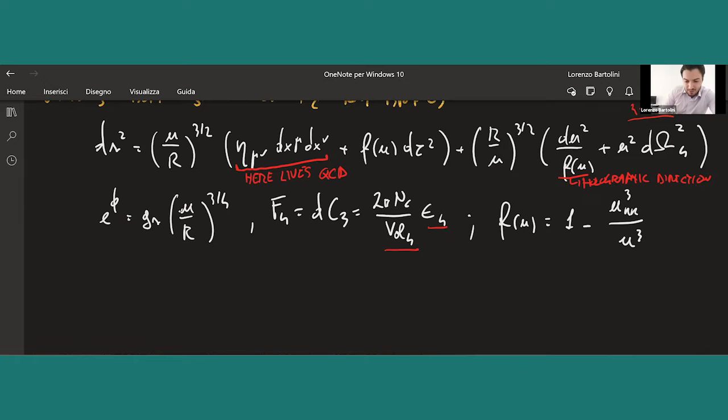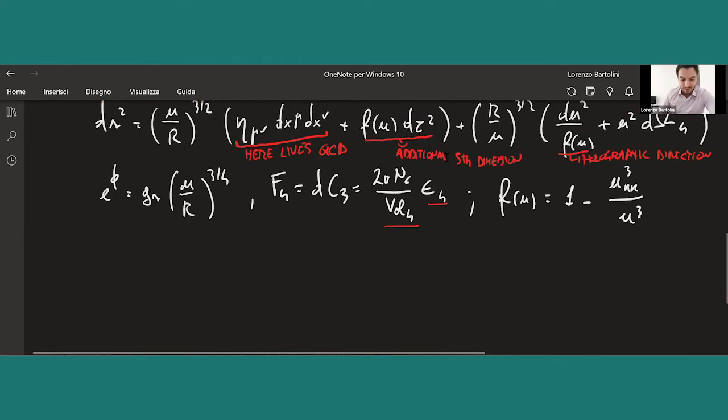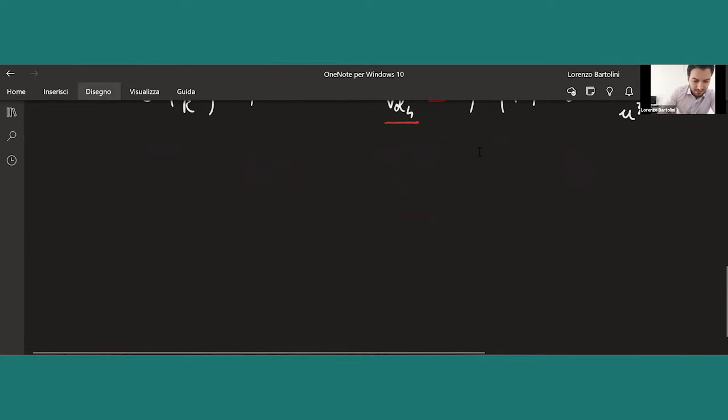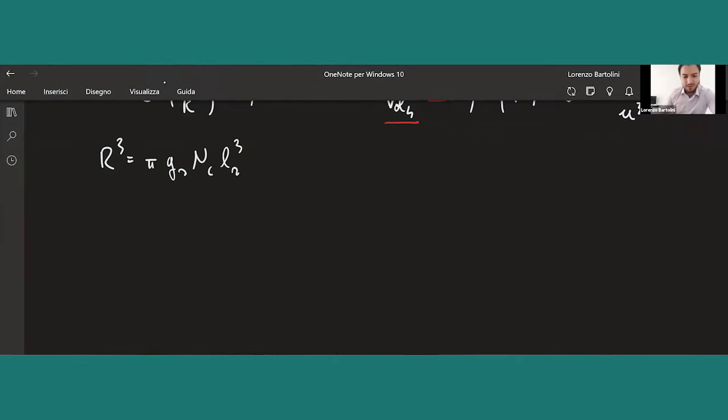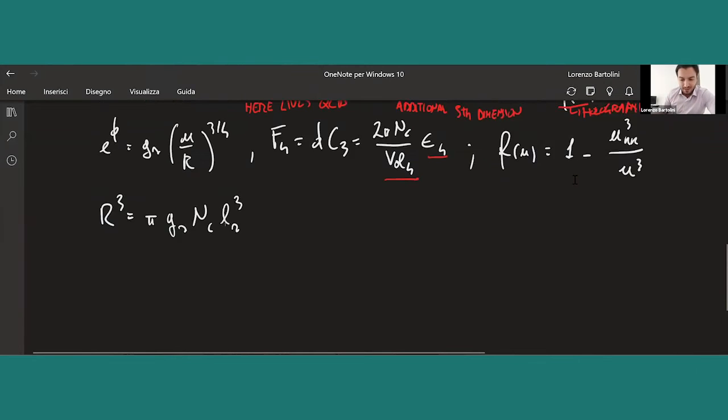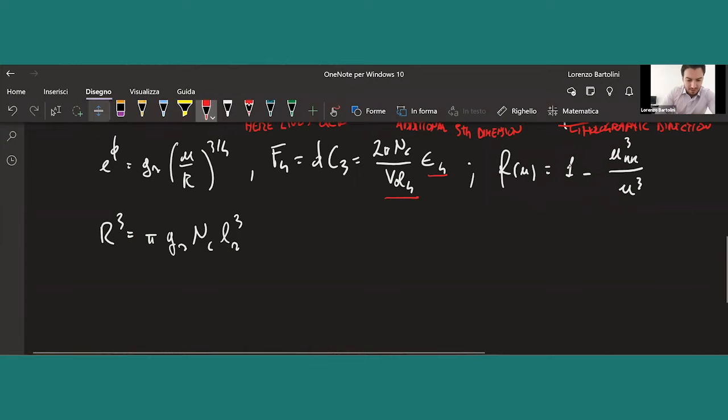But with respect to the stack of D3 branes, we have also this interesting direction here. This is an additional fifth dimension that seems to add up to the dimensions of QCD. Now let us define some quantity. Our R squared is given in terms of quantities of strings by this formula, just for curiosity. But let us now look at the most interesting things of this geometry.